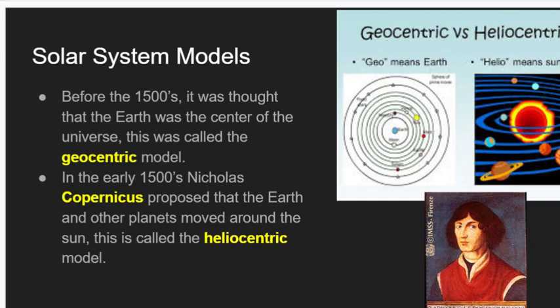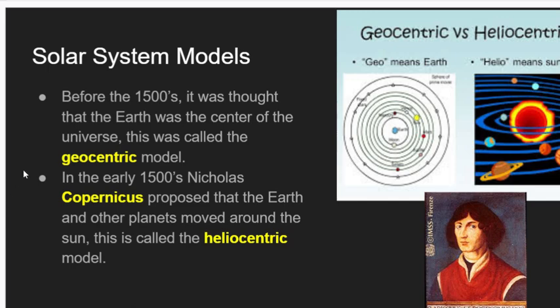Now we have some early models of the solar system. We did not always know that the solar system was structured as it is. We've talked about this in science class before. As we gain more knowledge and more technology, we're able to find out more things. So our body of evidence and knowledge changes as time goes on, which is good.